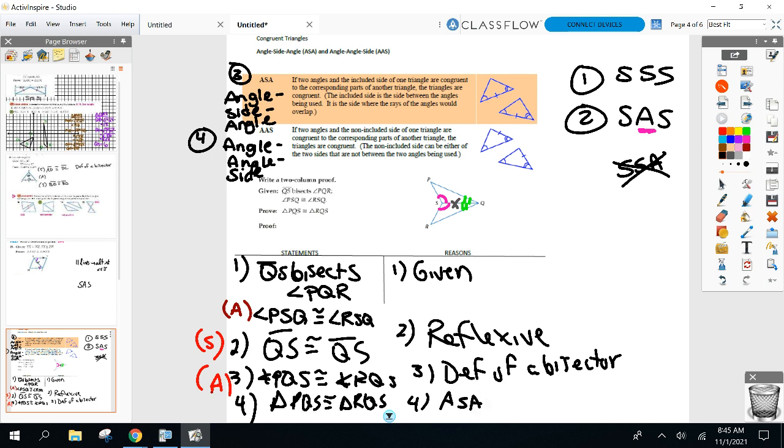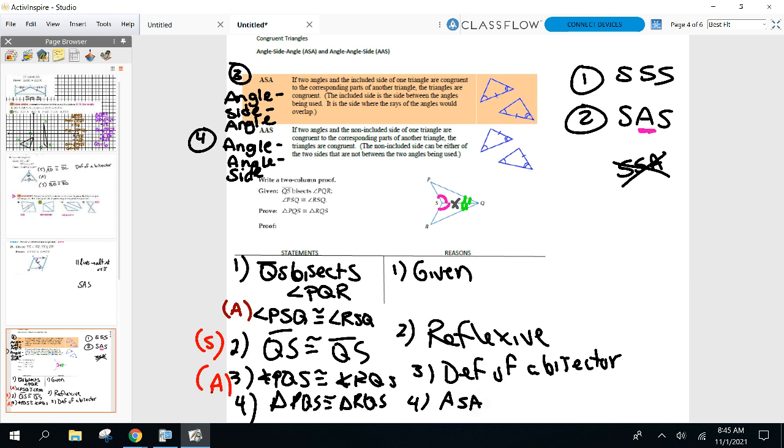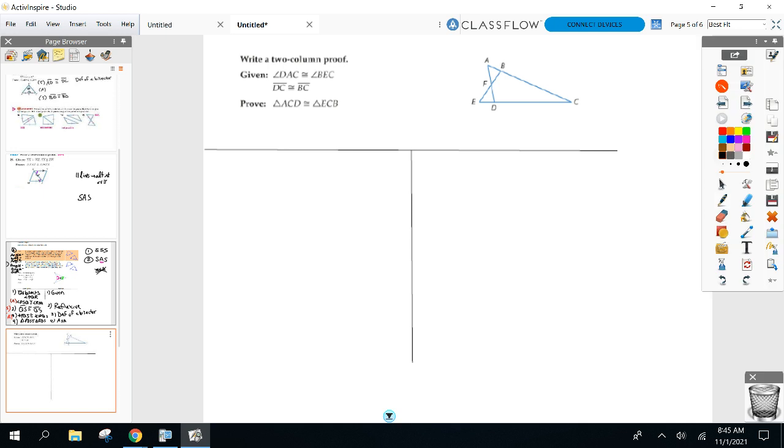Because now I'm going to get a little tricky. Given: angle DAC congruent to angle BEC, DC congruent to BC, and then prove triangle ACD congruent to triangle ECB.